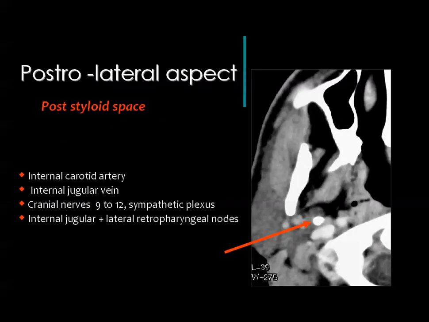Then we came to the posterior aspect, or the posterolateral aspect, which is known as the poststyloid space, where the carotid canal is present. And you should remember the anatomic structures, because they will give rise to the pathology. The internal carotid artery, the internal jugular vein, the cranial nerves, and the lymph nodes.